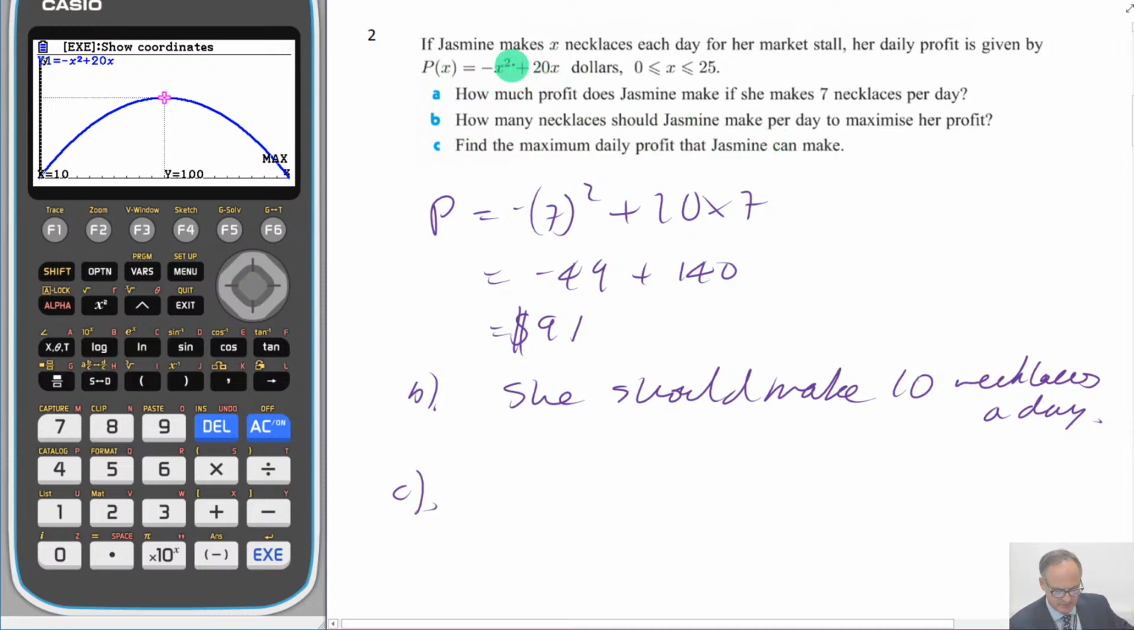Part C, find the maximum daily profit. Well, that's what you get out when you put your 10 in. So put 10 in, we get out y equals 100. So P of x, or P of 10 we should say, because we're putting 10 into this. If you put 10 into this, you can work it out.